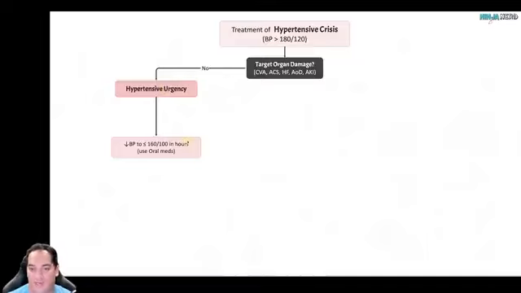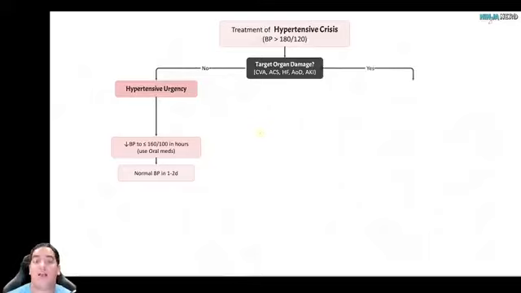Aim to drop their blood pressure to less than 160 over 100, but use oral medications as needed. Okay, there's no need to rush to drop the blood pressure quickly. Get them down to at least the normal BP in 1 to 2 days, again, just to avoid any abrupt drop in the blood pressure because you don't want to cause ischemia, and we'll talk about that in a second.